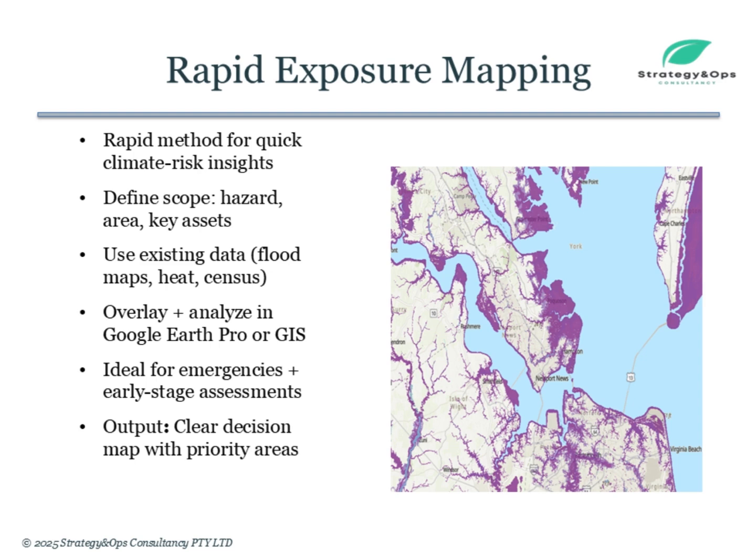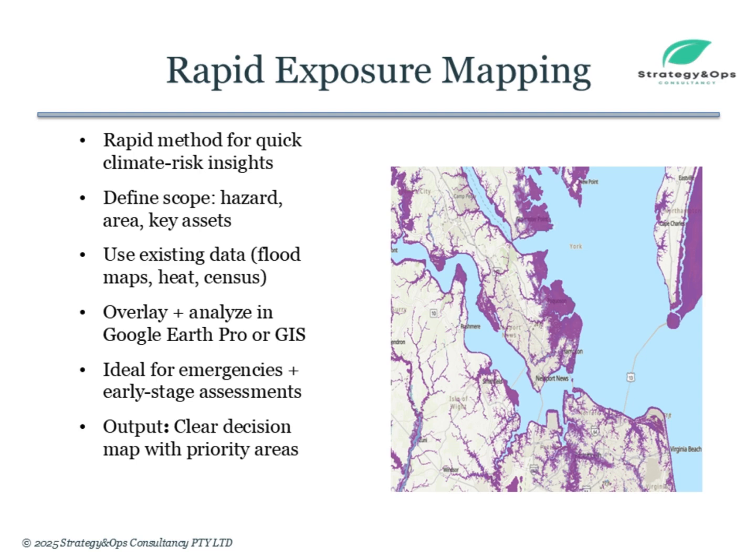Step 4 is creating a clear decision map. You color-code exposure levels, add labels for key vulnerabilities, and include simple summary statistics. The map should answer 2 things. Where should we act first? And what's at risk? Rapid exposure mapping takes hours or days, never weeks.